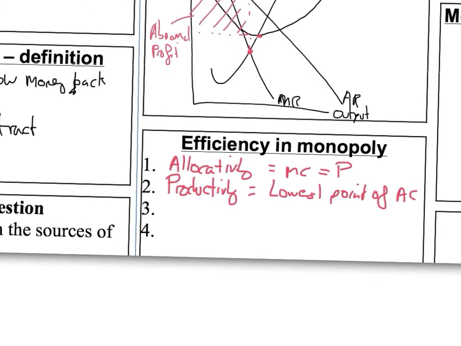Okay, on to the next one. Now this one you can't really see from the diagram, but it's still important to say. The monopoly suffers from X inefficiency.